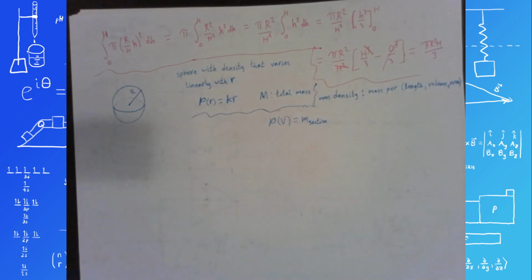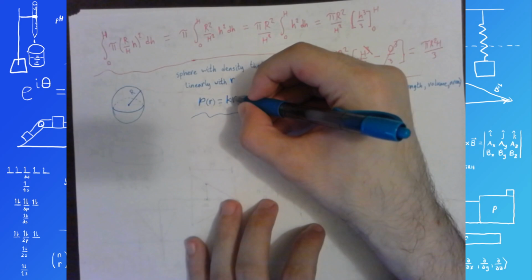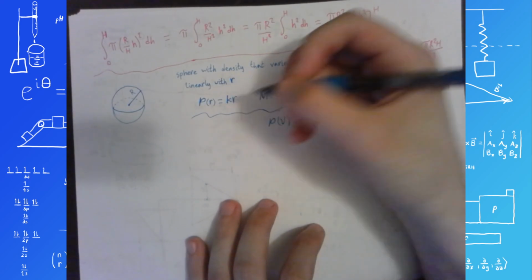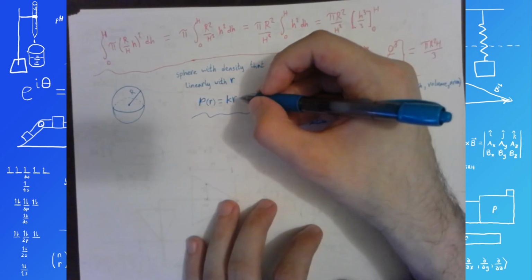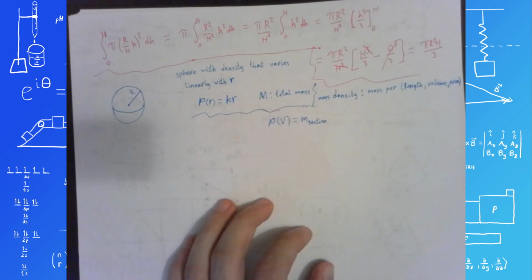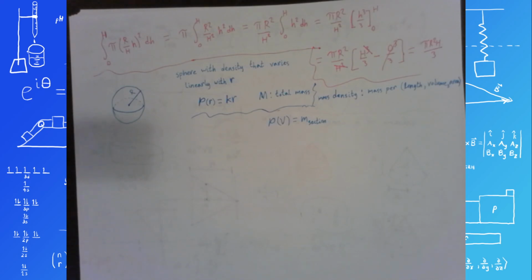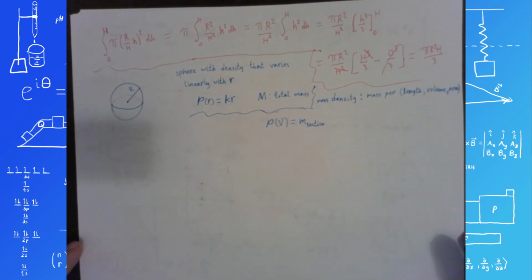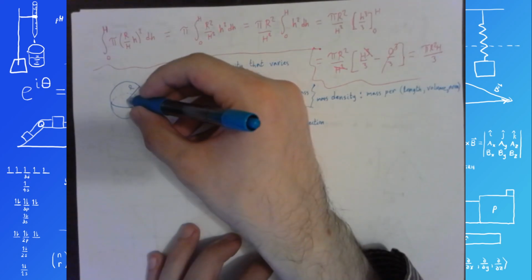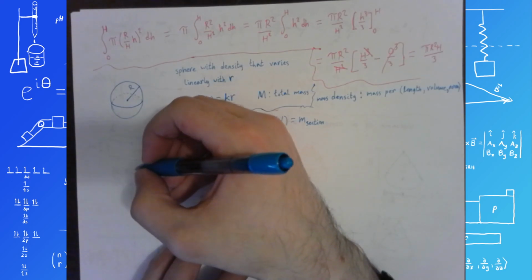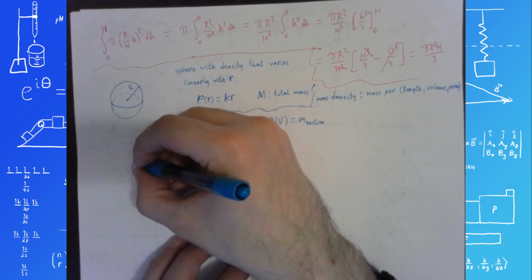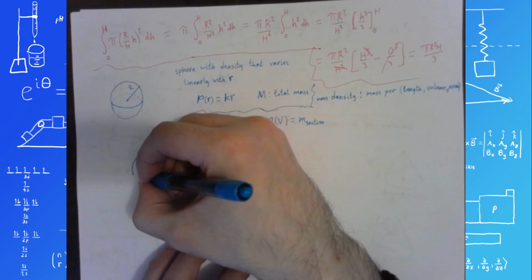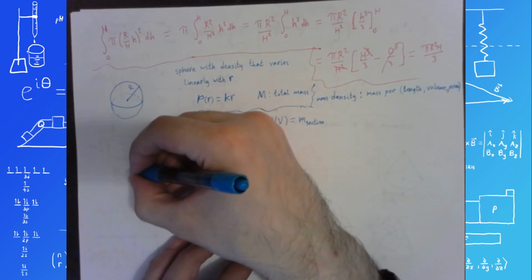Here, our density is not constant, but we can make it constant if we just minimize the change in r. If we have very little change in distance from the center, then over that very small change, the density will be approximately constant. We can do that. We can slice this sphere into pieces. These pieces will be spherical shells, which I'm not really the best at drawing, but I'll try my best over here.